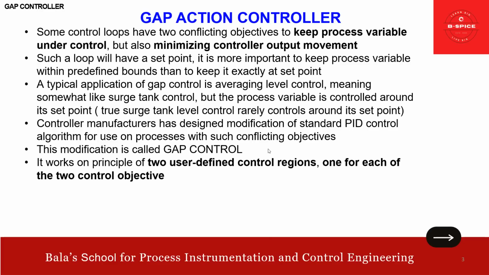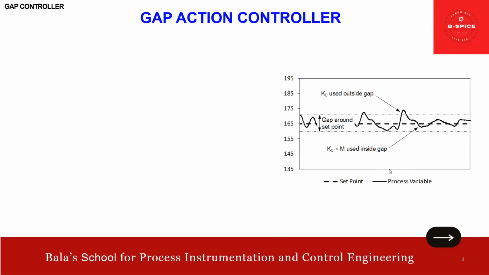It works on the principle of two user-defined control regions, one for each of the two control objectives. One is to keep the process variable under control, and the other is minimizing the controller output movement. I think it is very clear, right? Yes, good to go. Now we'll explain the gap action controller with a typical example.